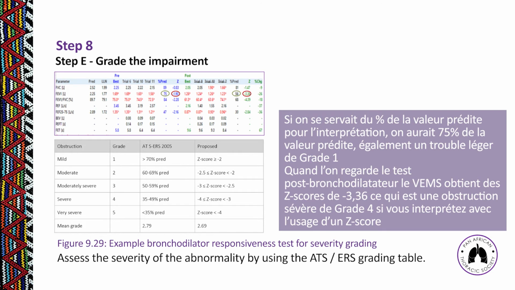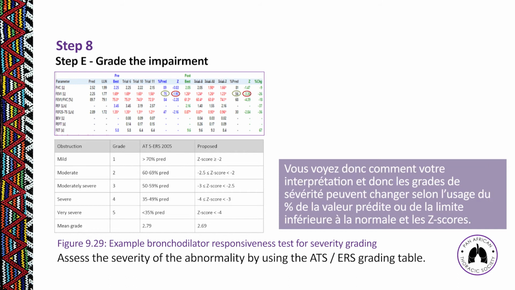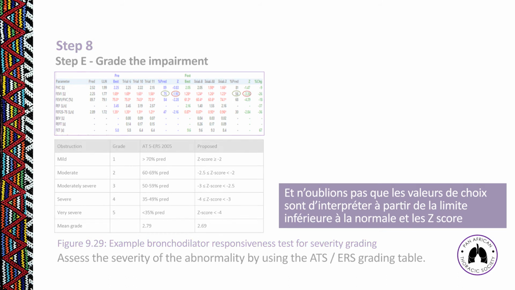When looking at the post-bronchodilator test, the FEV1 is minus 3.36 z-scores, which is a grade 4 severe obstruction if you are interpreting using a z-score. But if you are interpreting using a percentage of predicted, it's 56%, which when you look at it against the table is a grade 3 moderately severe obstructive impairment. So you can see how your interpretation and grading changes using percentage of predicted and the lower level of normal and z-score. And remember, our preference is always to use the lower level of normal and z-score.